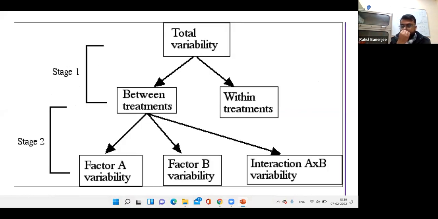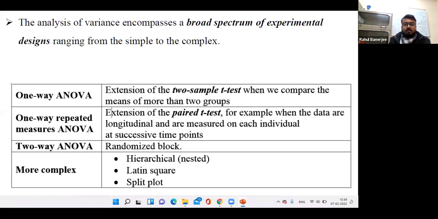that is the analysis of variance. In analysis of variance, the total variability can be partitioned in 2 ways: between treatments and within treatments, for factor A, factor B, and for interaction effects. Now, these are some of the features. One-way ANOVA is basically the extension of the 2 sample test to more than 2 groups. Then there is something called one-way repeated measures.